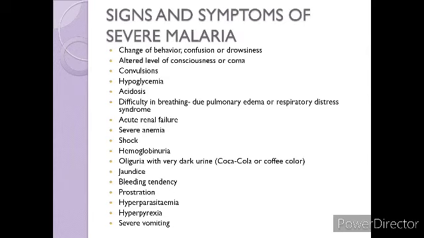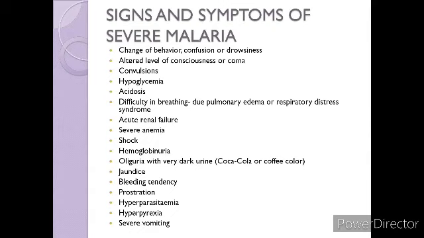So in severe malaria, we have signs and symptoms there. For severe malaria, the other ones were for uncomplicated malaria. Then for severe malaria, first sign and symptom is change in behavior, like confusion and drowsiness. Drowsiness is feeling like sleeping. Then altered levels of consciousness, or the patient might be deep in coma.